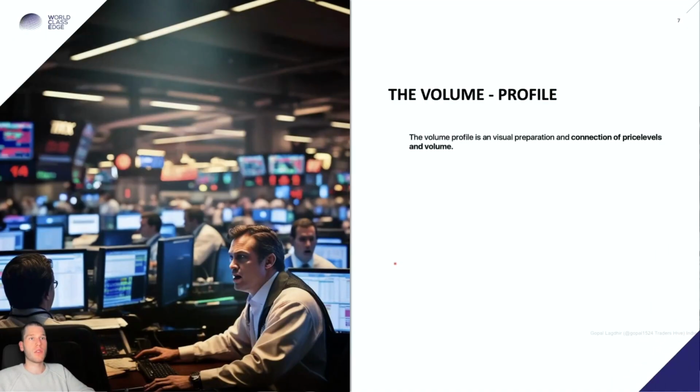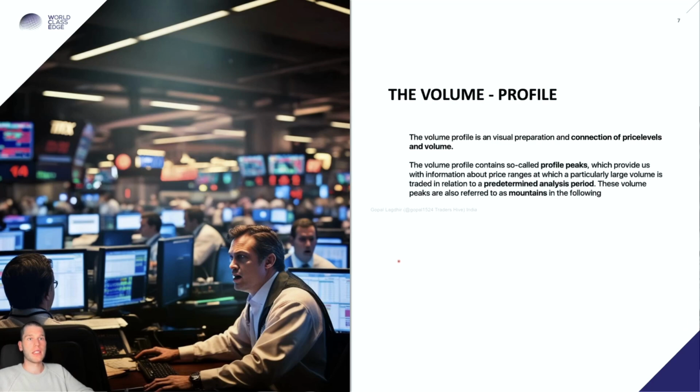The volume profile is a visual representation of the connection between price levels and volume. It contains so-called profile peaks, which give us information about the price ranges where a lot of volume was traded in relation to the predetermined analysis period. So you define a period and you create a volume profile based on the information in that period. There you can see profile peaks and refer to them in the future as mountains.